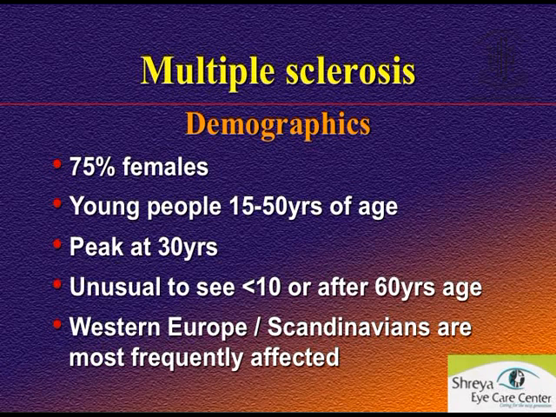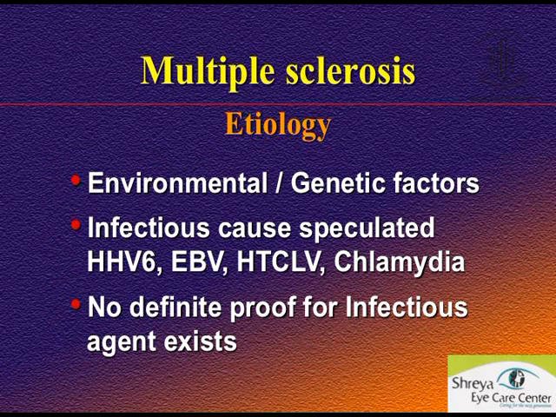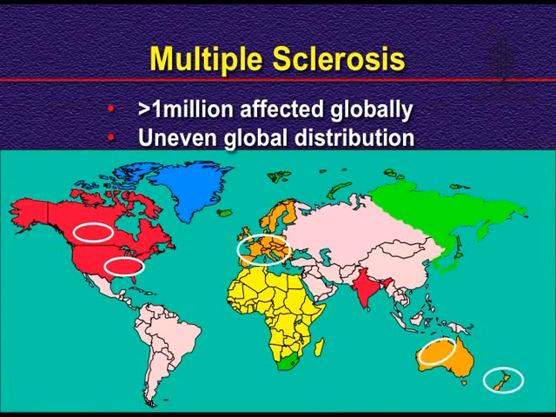and most commonly females are involved. Usually these are the Western Europe and the Scandinavian countries, and some parts of US, Australia, New Zealand, and parts of India, but nobody actually knows the prevalence of the disease in India as such. Now, coming to the etiology, no definite proof has ever been put forward, though a lot of theories have been proposed about the causation of this problem. Greater than 1 million people are affected globally with uneven global distribution.